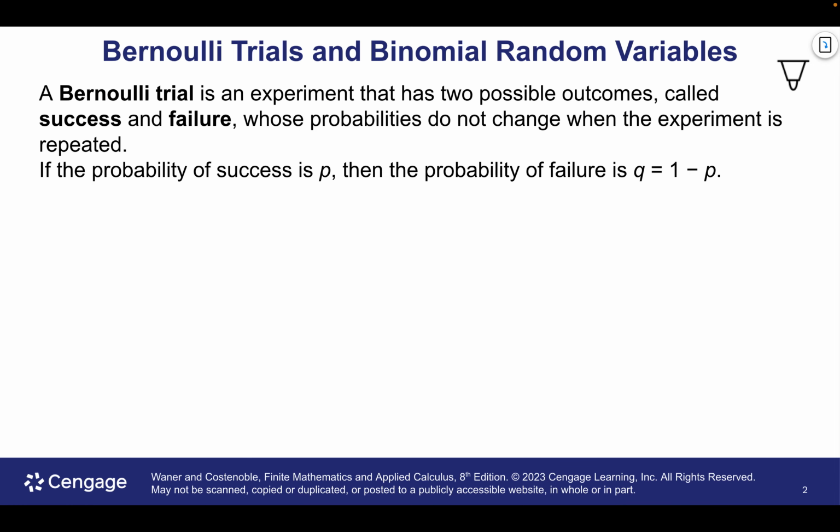So Bernoulli trials and binomial random variables. It sounds like a big name. All it means is there's only two options, either pass or fail, and Bernoulli trials just means we do it multiple times. We flip the coin multiple times. So a Bernoulli trial is an experiment with two possible outcomes: pass or fail, success or failure. And the probabilities do not change. So each trial is independent.